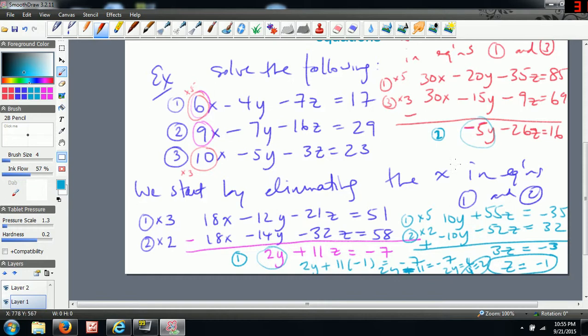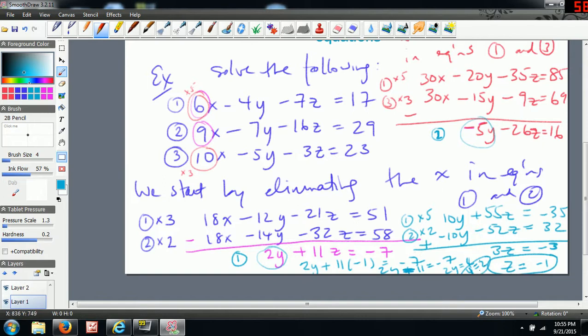As you notice, I looked at only the equations that have a z and a y. If I plugged z into the other equations, I wouldn't have been able to solve for y because I still have an x in the way. That's why I picked one of my reduced equations, my new equations, and plugged that z into one of them.